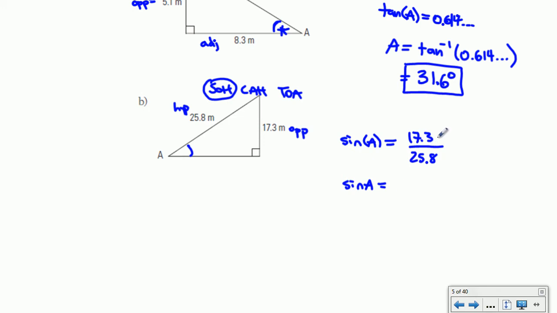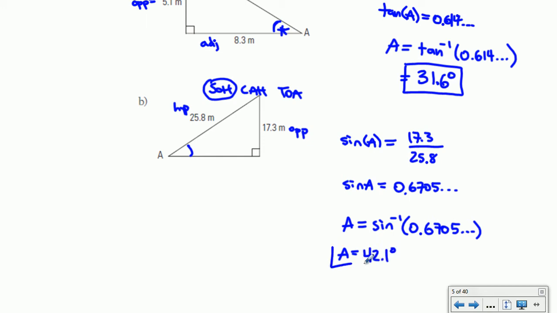So you can figure out what that is. Just do 17.3 divided by 25.8. So that's 0.6705, some other digits. We need to take the sine inverse of this number to figure out what A is. Sine inverse of that thing. So 42.1 degrees. And I just rounded to the tenth because everything else is to the tenth, so why not?